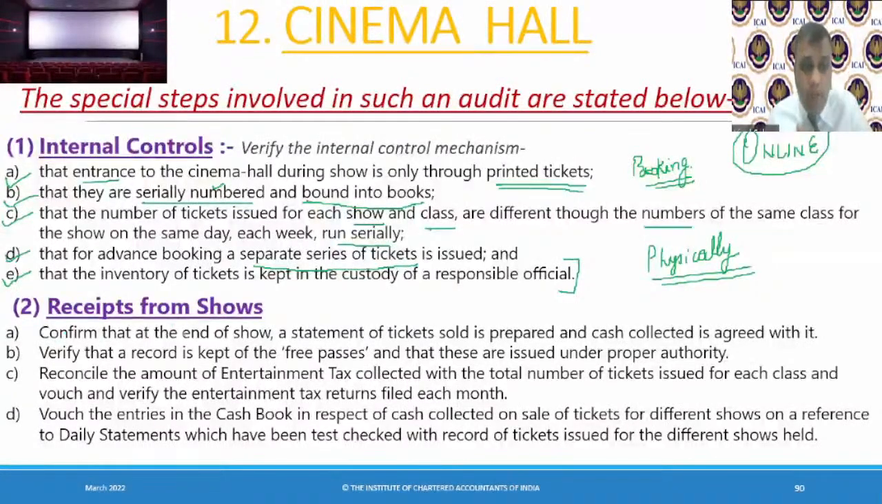Then receipt from the shows. Confirm that at the end of the show, a statement of tickets sold is prepared, how many tickets were sold and at what amount, which class, and cash collected against it is agreed with it. Cash collected or through online payments, through apps and etc. It should be agreed to with the statement prepared for each show. Not me. I'll get the statement prepared from the staff of the cinema hall, and I'll get it checked on sampling basis as well. Some of the shows, that the statements they prepare with the tickets sold, the cash collected or the online payments tally with it.